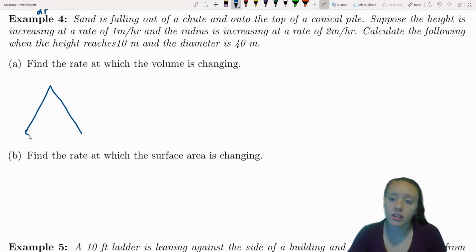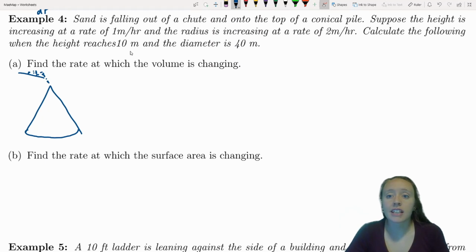You can see it looks like my cone, and I have some chute, and sand is pouring out of the chute onto my cone. If you can envision all this sand falling right on the top of my cone. So the height is increasing at a rate of 1 meter per hour. So h is changing at a rate, so dh/dt is increasing at a rate of 1 meter per hour.